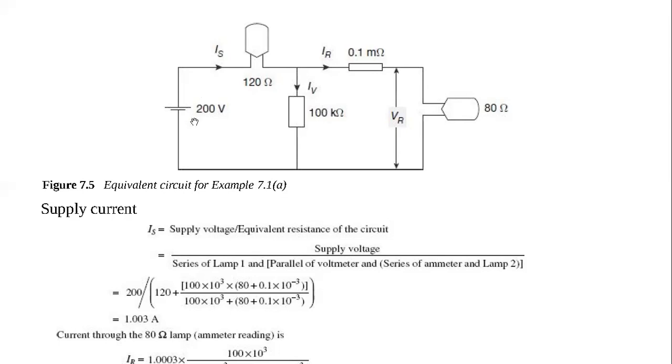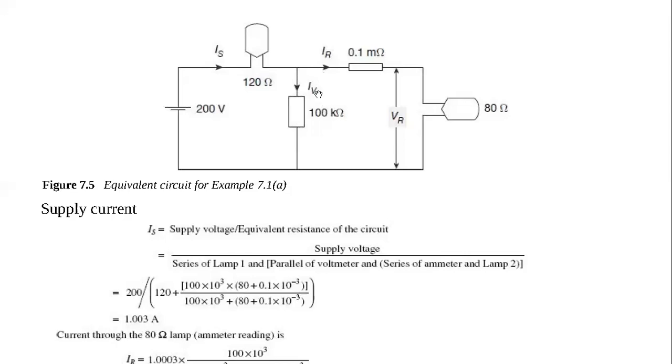So from the supply here, 200 volts, there is that supply current through the 120 ohm resistance. You can see after that it comes and divides here. That is now the current: IS will be equal to IR plus IV. You can see the current through the 120 ohm lamp divides into two, the IV and the IR. So whatever you get for IS will be equal to IV plus IR.